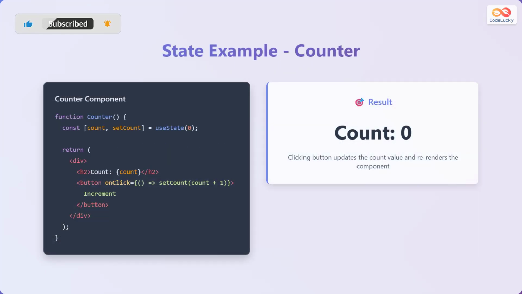This is an example of a counter component. We declare a state variable named count and a function to update it named setCount using the useState hook, initializing it with a value of 0. Inside the return statement, we display the current count value and a button that, when clicked, calls the setCount function to increment the count by 1. Clicking the button updates the count value and re-renders the component, reflecting the change in the user interface.